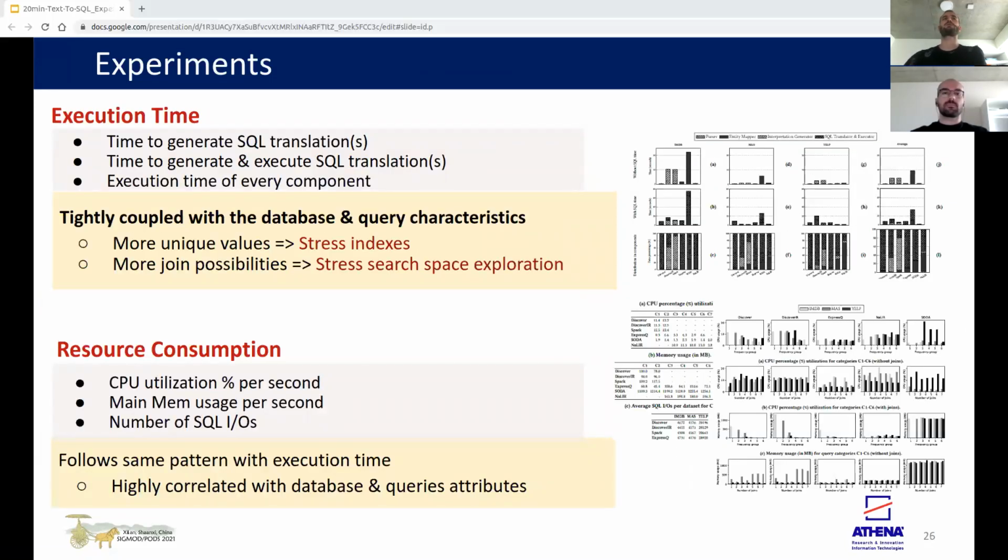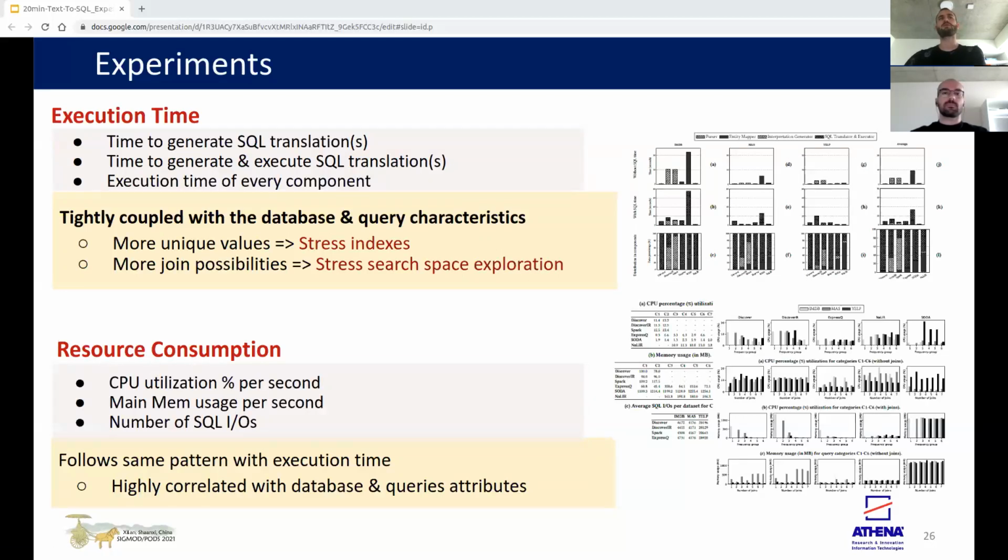Efficiency is also important for text-to-SQL systems. Regarding the execution times for a query, we measure the time it took each system to generate the SQL translation with and without executing them against the database. First, we want to see how fast the systems are, but also how efficient the queries they produce are too. We also monitored the execution time of every system component to identify bottlenecks.